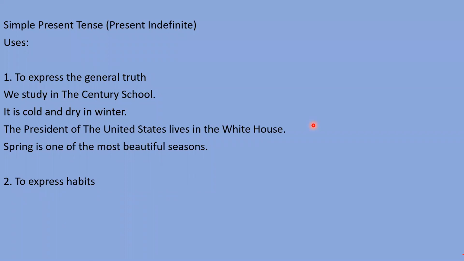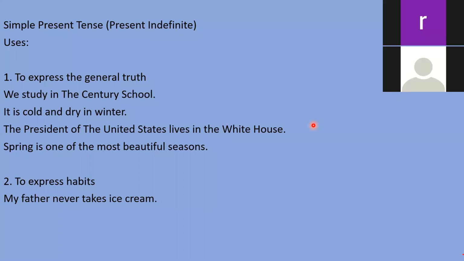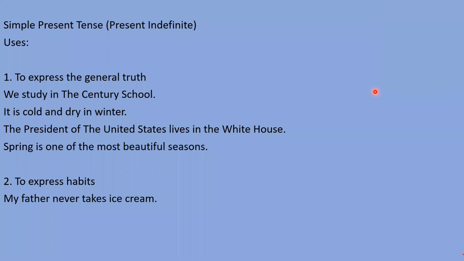Second, to express habits. Whenever we have to express the habits of someone, we should use simple present tense. Suppose I say, my father never takes ice cream. So it's a general truth, and along with this, it's a habit of my father. My father never takes ice cream means he does not eat ice cream. So I'm just telling his habit. For telling a habit, we should use simple present tense.